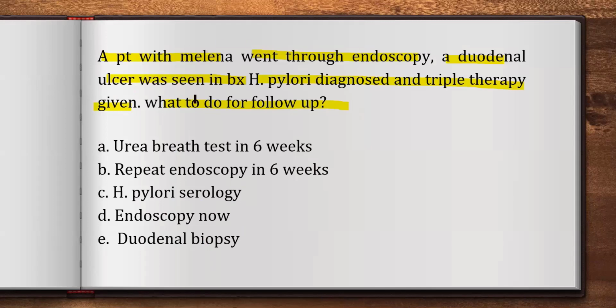So a duodenal ulcer was seen. For duodenal ulcer, we don't need to do a repeat endoscopy. For gastric ulcer, you do a repeat endoscopy in 6 weeks. And you already diagnosed H. pylori, so why would you do H. pylori serology again? So obviously these are not needed. An endoscopy now or duodenal biopsy is not needed. So this patient needs follow-up, and we'll just do a urea breath test.